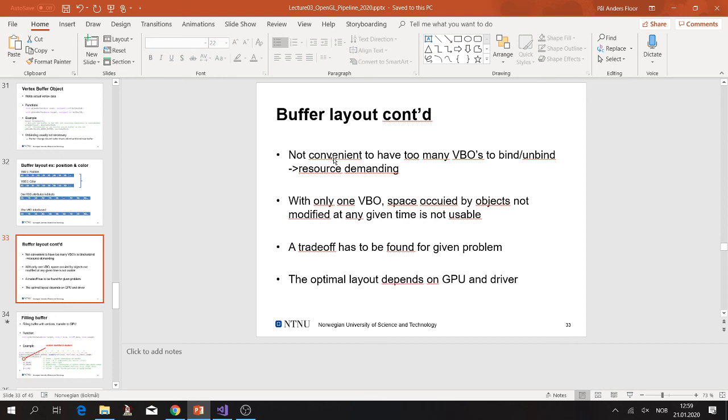And the problem is that the optimal layout here depends on both your GPU and your driver, so it's a bit of a trial and error thing. What did you say about having only one vertex buffer object? How does that occupy space objects not modified at any given time? Now let's say you put all your data into just one buffer object that is extremely long, and then you want to read positions which is laying from here to here, right? Yeah. And all of that space is still just occupied, right, for nothing. So that's why there's no point in dealing with very short vertex buffer objects, but making it too long is not too good either. That's basically the rule of thumb.